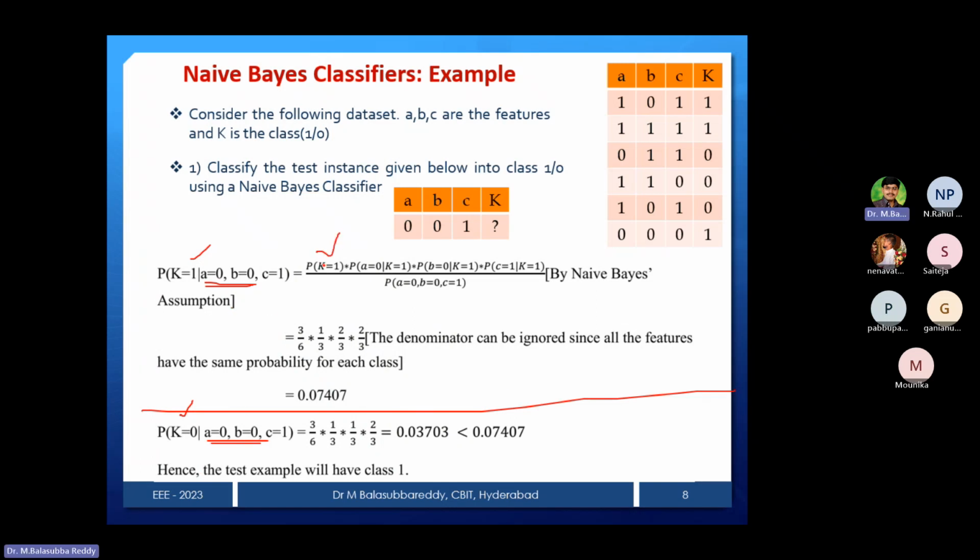Now, here K is equal to 1, and the probability of A is equal to 0 given K is 1, the probability of B is equal to 0 given K is 1, and C is equal to 1, K is equal to 1 case. With this combination, we need to find the probability. First, the probability of K is equal to 1. K is equal to 1 means 1, 2, 3, that means 3 by 6. This is the probability.